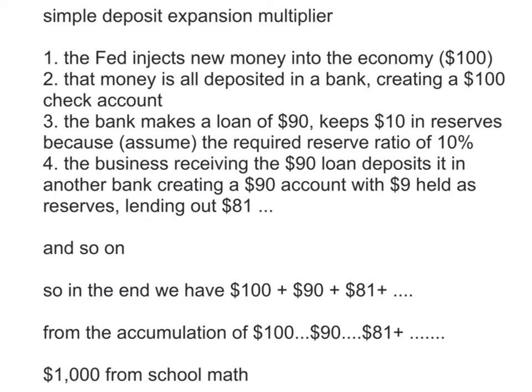Then if you sum the amounts of the successive check accounts, first check account created has $100. Next check account created has $90. The next one after that is $81. And if you add them all up, the accumulation will equal $1,000, following the high school math formula for summing a series of geometric payments like this.